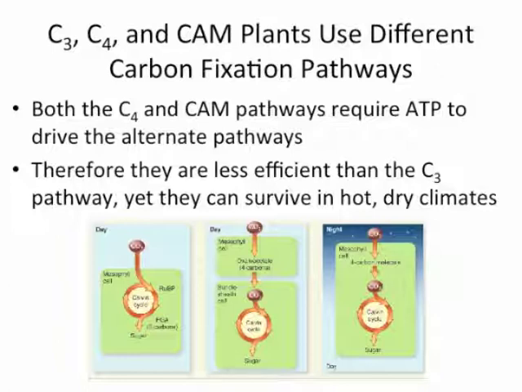Okay, so just to summarize, both the C4 and the CAM pathways require extra ATP. So again, that CAM pathway to fix that acid at night requires ATP. Therefore, they're less efficient than a C3 plant, yet they can survive in hot, dry climates. So if you grow a cactus next to a vine, if you water them both, the vine's going to grow a lot faster, but if you stop watering them for 2 months, the vine will die, the cactus will survive, right? So cactus, really good for people that don't take care of their plants, but it grows very slowly, so don't sit and watch it grow, right?